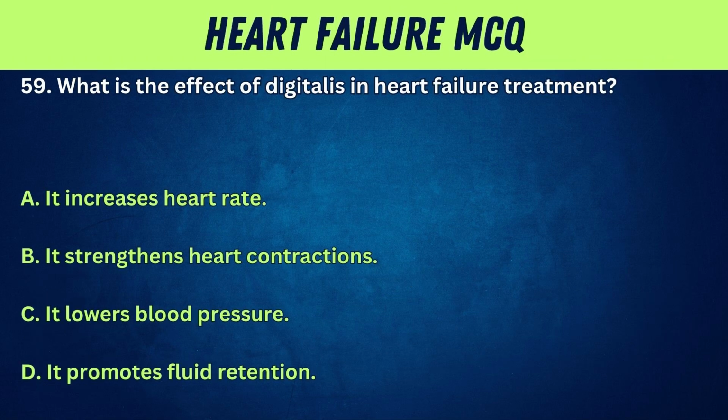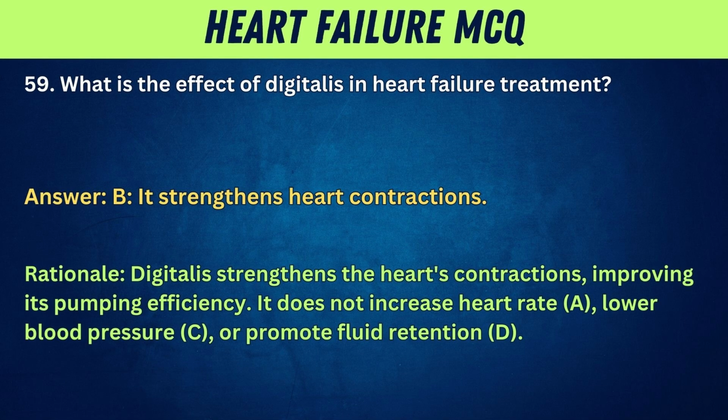59. What is the effect of digitalis in heart failure treatment? A. It increases heart rate. B. It strengthens heart contractions. C. It lowers blood pressure. D. It promotes fluid retention. Answer: B. It strengthens heart contractions. Rationale: digitalis strengthens the heart's contractions, improving its pumping efficiency. It does not increase heart rate, A, lower blood pressure, C, or promote fluid retention, D.